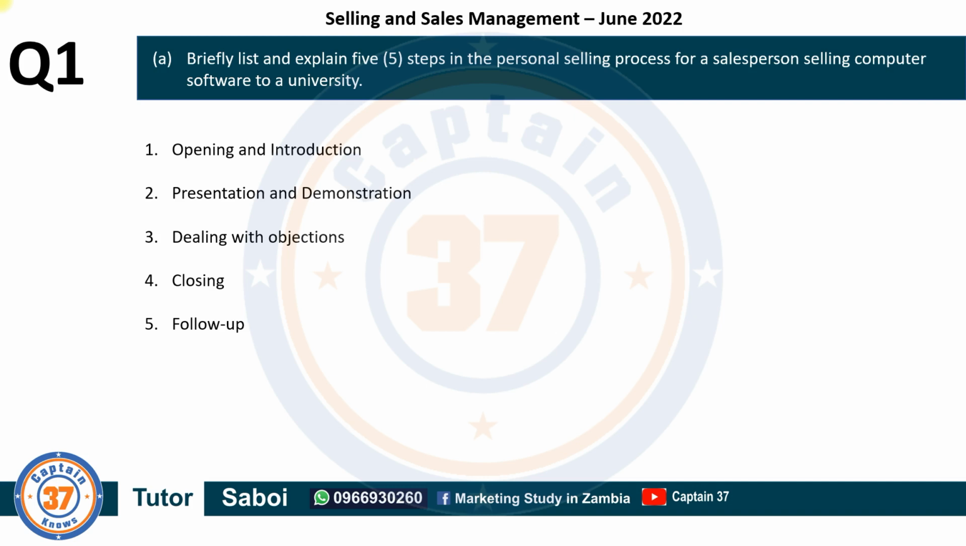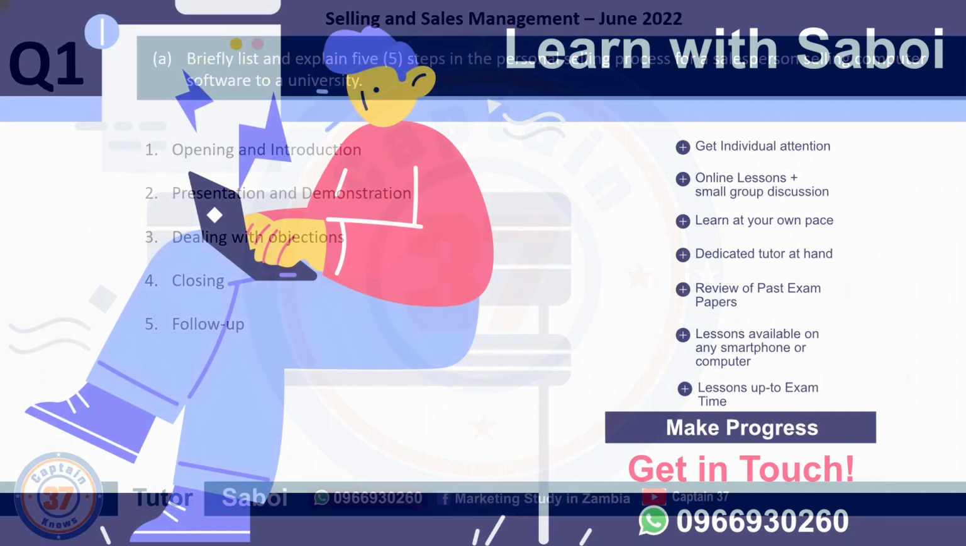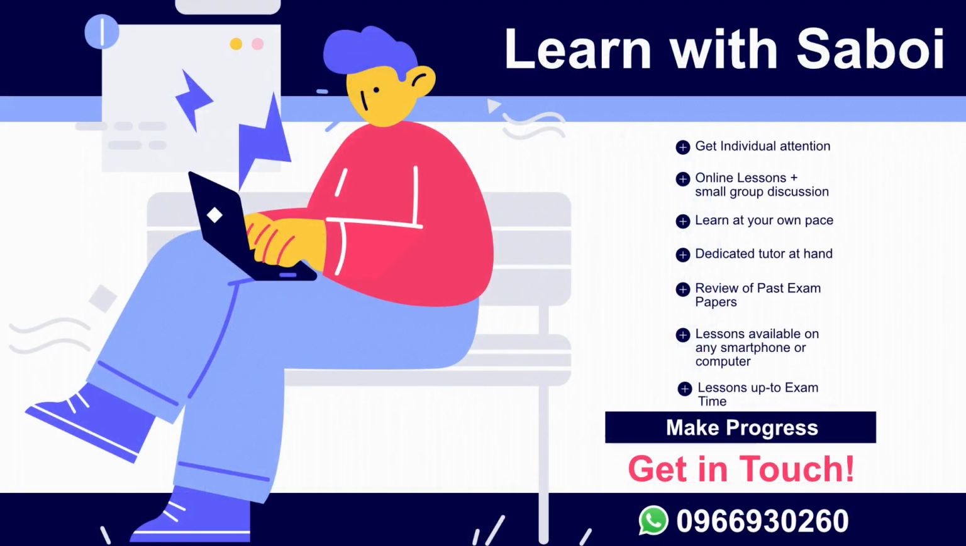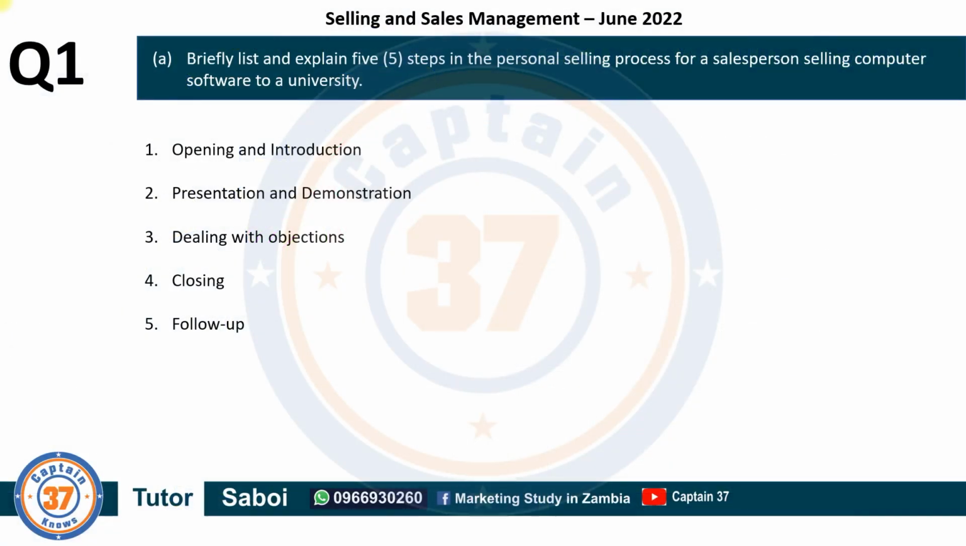and you would have to also combine the 2. However, which ones you combine, provided that it makes sense, go ahead and do it. What you need to do is write 5, not 7, because the marker is only going to focus on 5, and these are the 5. Number 1, the opening and introduction. Number 2, presentation and demonstration. Number 3, dealing with objections. Number 4, closing. And number 5, follow-up.